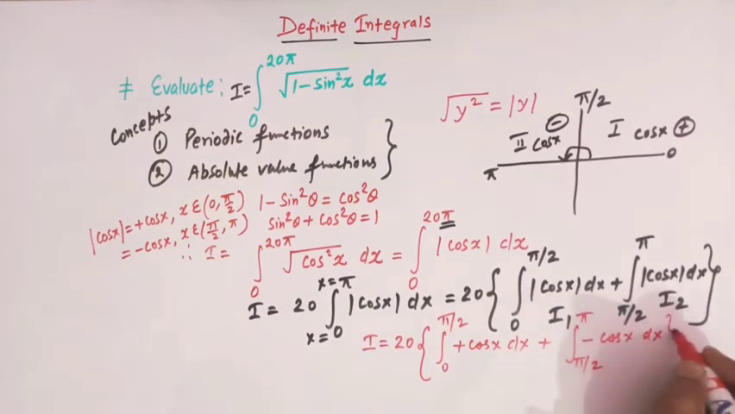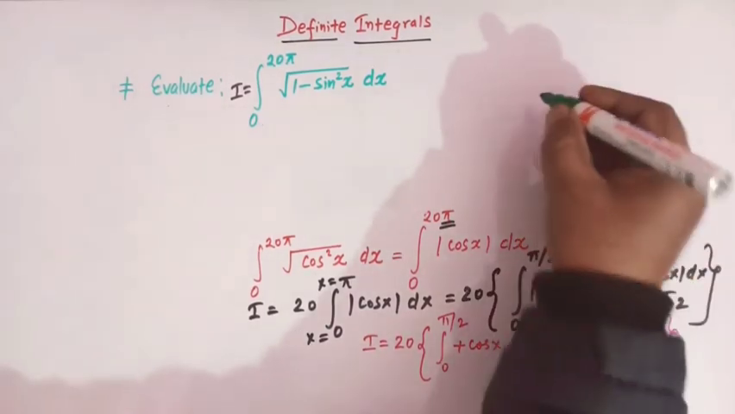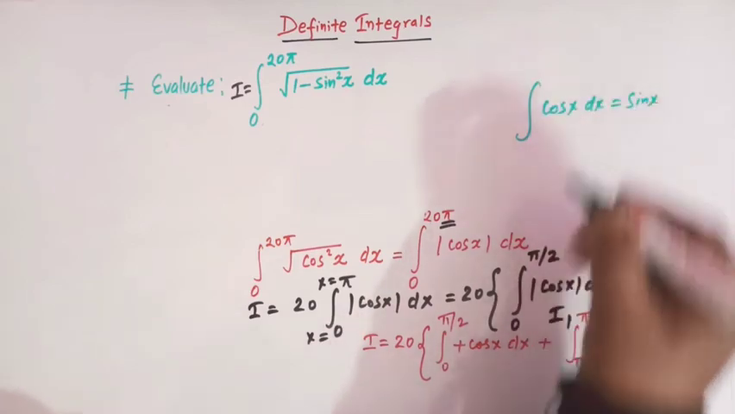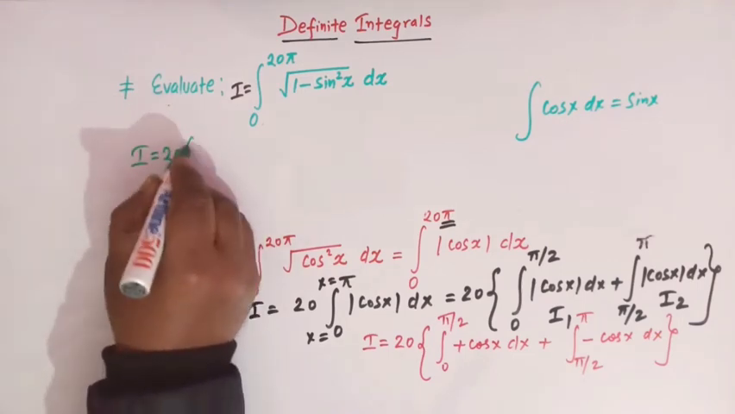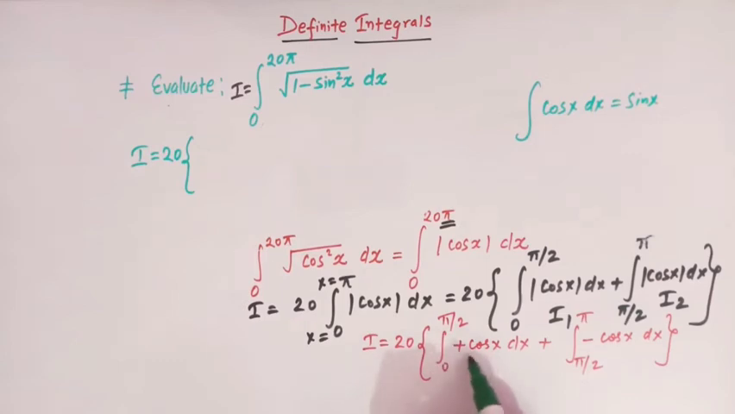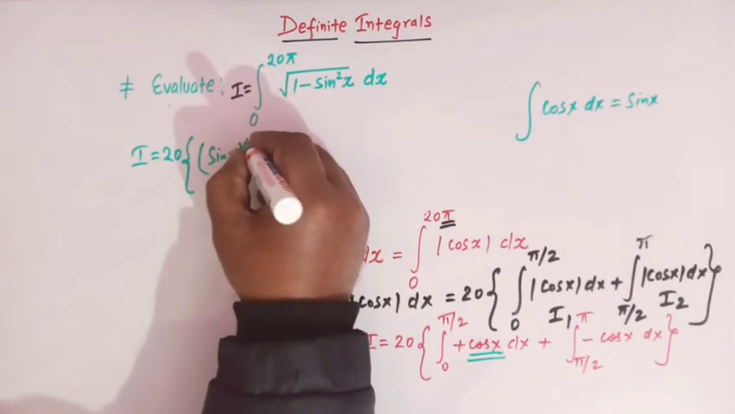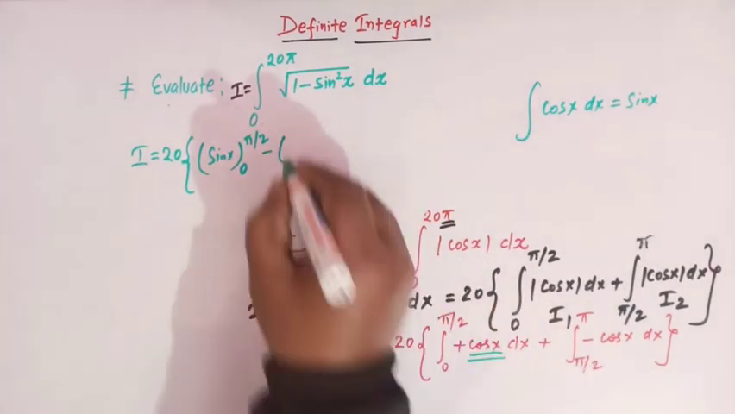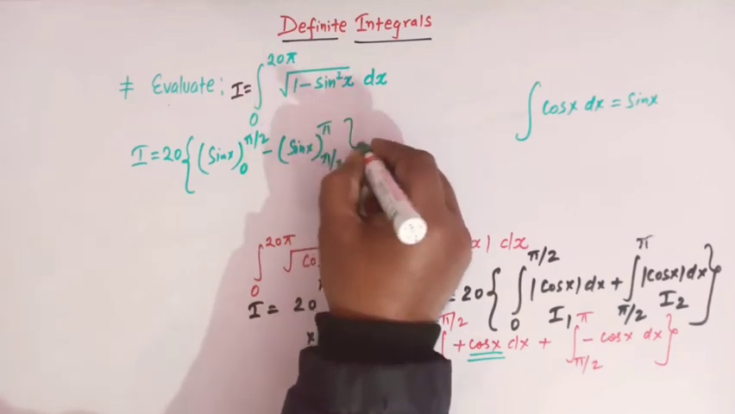So now we have seen how we are simplifying our integrals using various concepts. Now we know that the integral of the cosine function is equal to the sine function, right? So the integral of cos x is sine x. So here now I can be written as 20 times, and here we have the integral of cos x is sine x, so we can write sine x, and the limits are from 0 to pi over 2, and then we can take this negative sign here, and the integral of cos x is sine x, and the limits are from pi by 2 to pi, right?